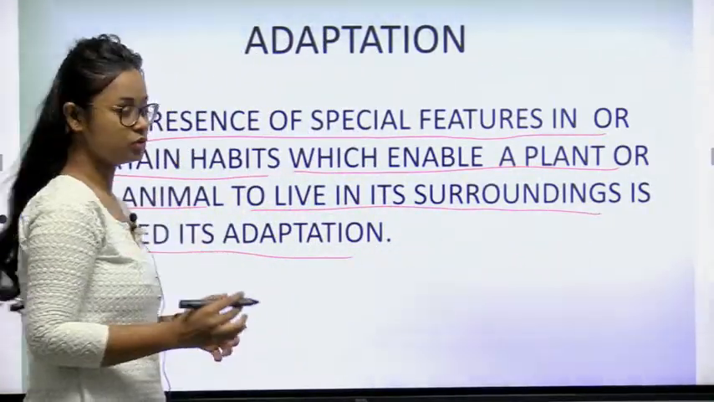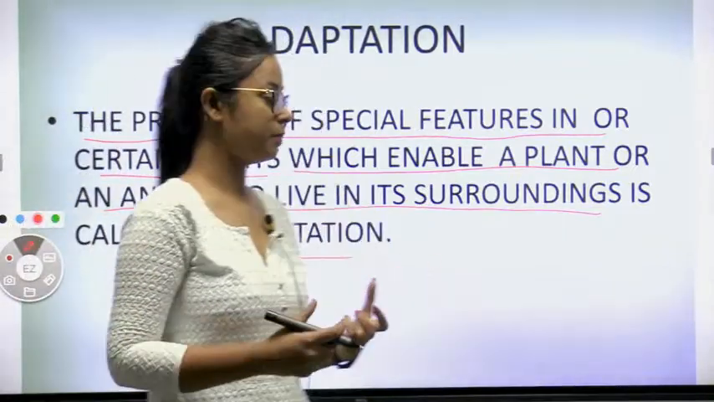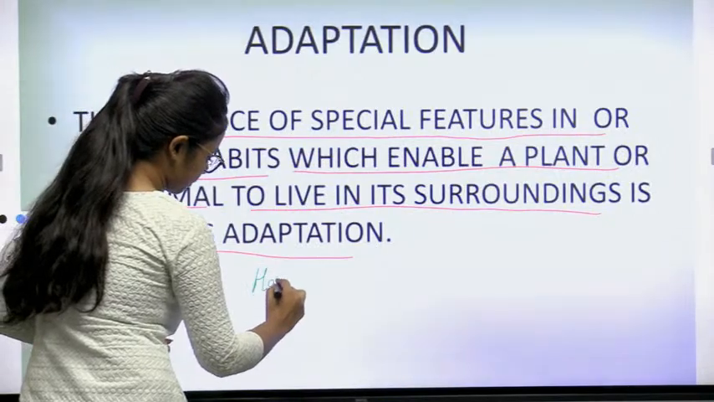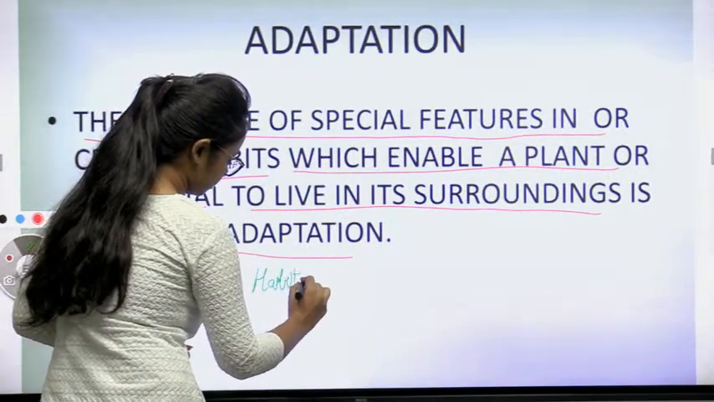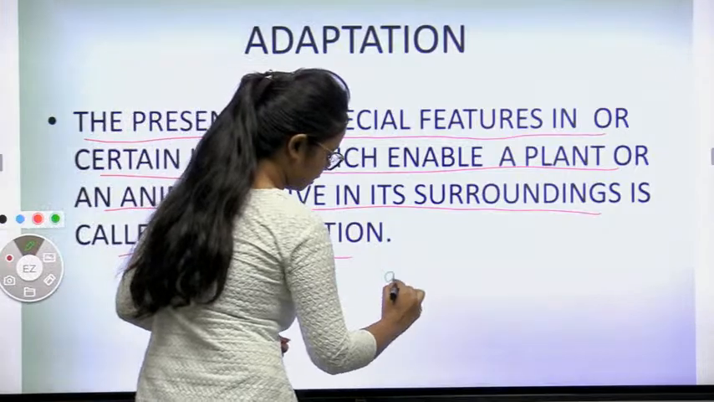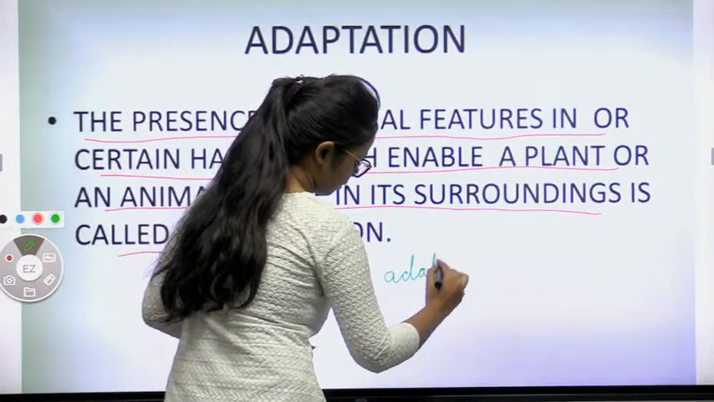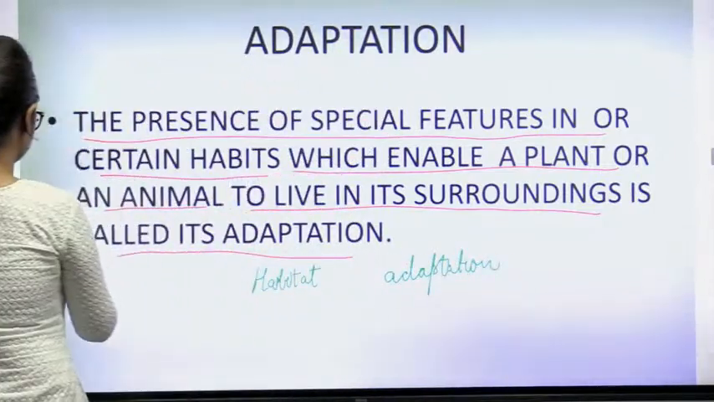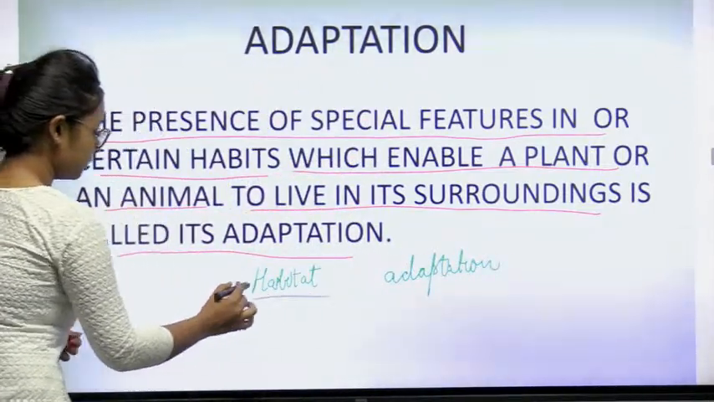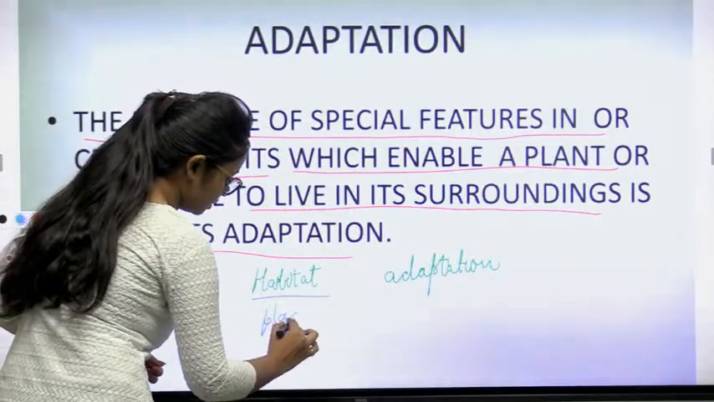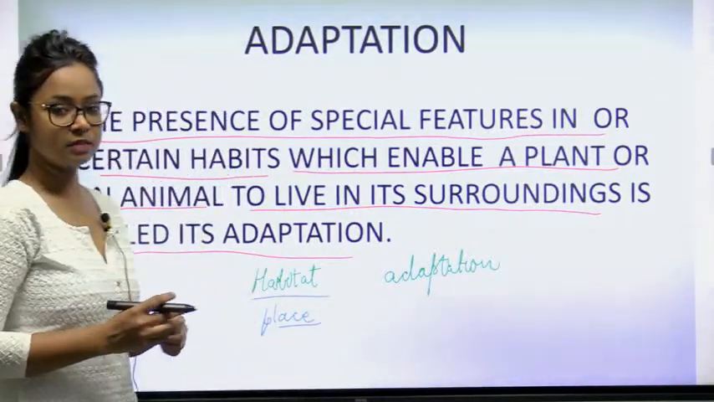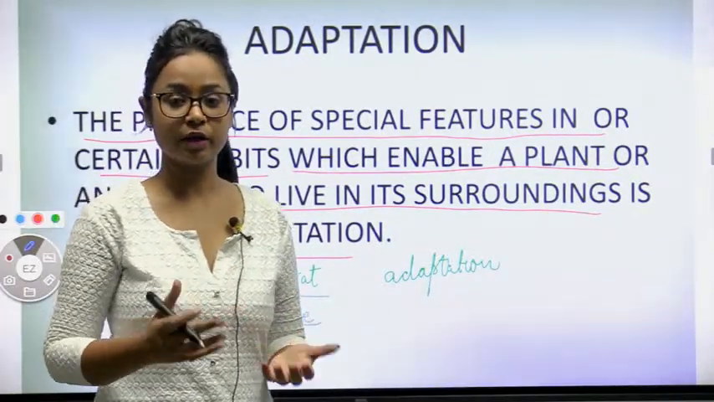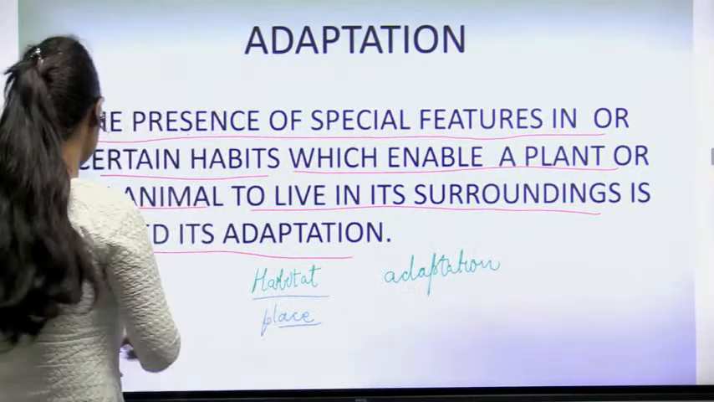So there is a huge difference between a habitat and an adaptation. What is that difference between habitat and adaptation? If we talk about habitat, it's a place. It's a place where a living organism lives and depends for its food and survival. And what is an adaptation?